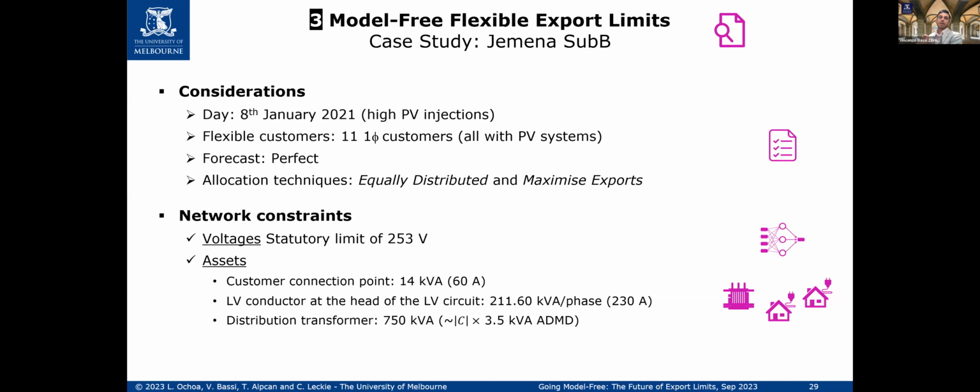from the low voltage network by constraining the flexible export limits of those customers that are more sensitive to voltage rises. In terms of the voltage constraints, we are going to use the statutory limit, which corresponds to 253 volts per Australian regulation. And in terms of assets, as Nando was mentioning before, we are going to check the capacity of the customer connection point, the capacity of the low voltage conductor at the head of the low voltage circuit, as well as the distribution transformer, which we approximate using the ADMD.